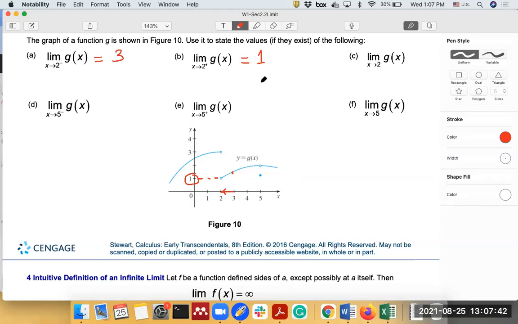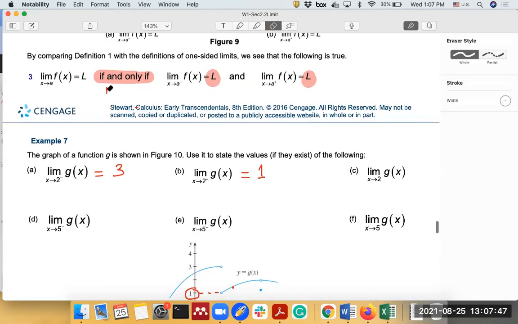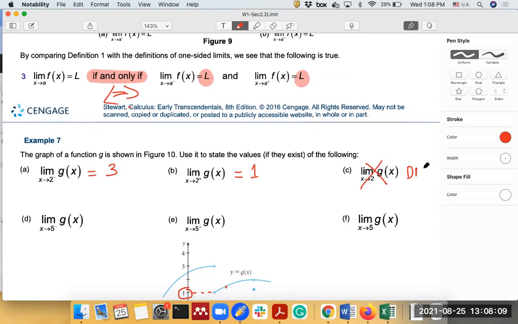Go back to the definition. Here, the limit in general exists if and only if both the left-hand limit and the right-hand limit give us the same value. But in this case, is it the case? No. Then we cannot write this. It does not exist. You can write that D and E do not exist. Okay? It's just a definition.